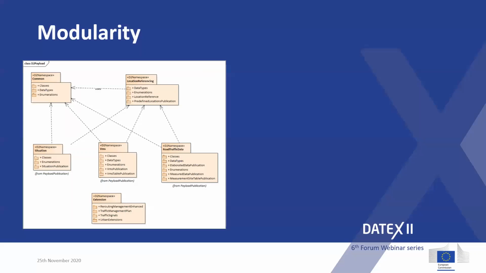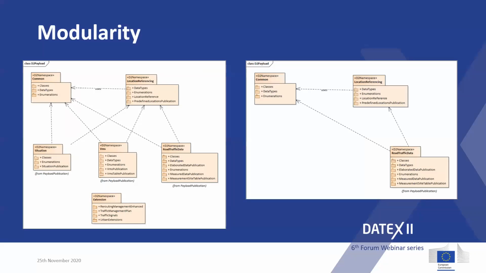The good thing is that if you're working on an application, you don't need to have every namespace in your scope. You just take the ones you need. So say, for example, you're just interested in road traffic data. You're not interested in variable message signs or any of the extensions. Then you can just take that module.